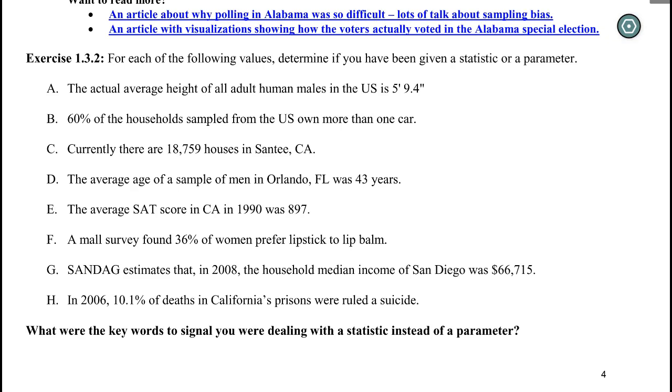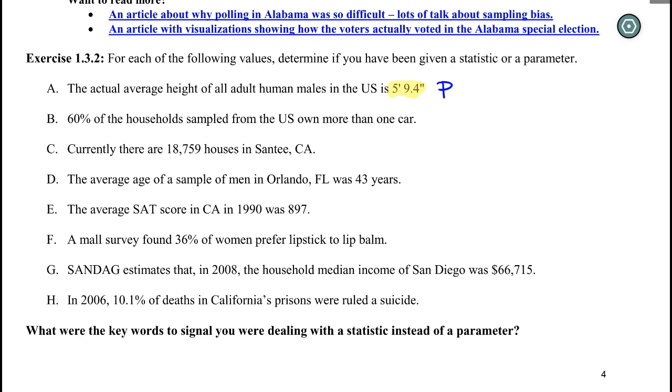So for the first one, it says the actual average height of all adult human males is 5 foot 9.4 inches. So we're trying to determine if this measurement, 5 foot 9.4 inches, is a parameter or a statistic. This particular value is a parameter. I'm just going to write P for parameter.